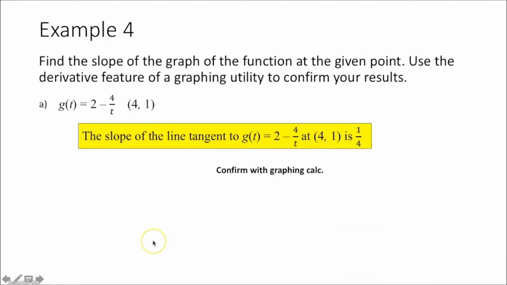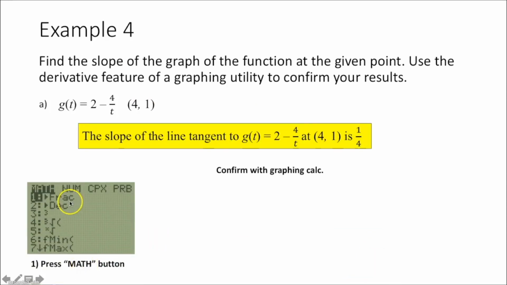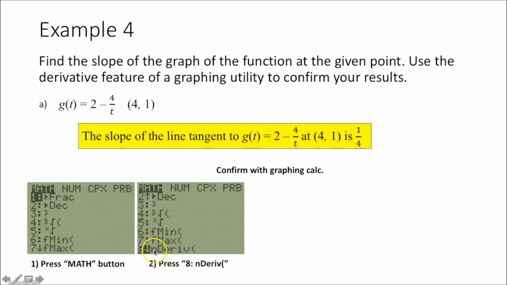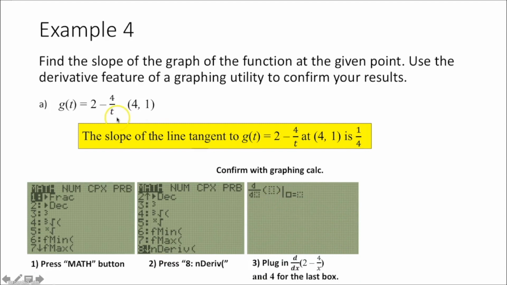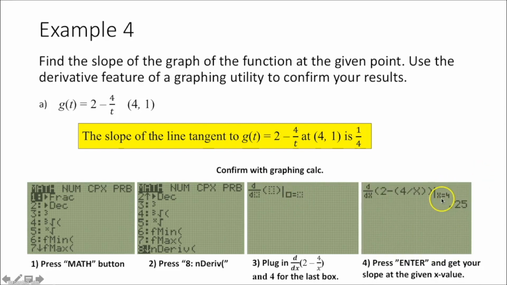To confirm this with the graphing calculator, here's how you do this. You press the math button. It brings up this menu. You're going to go down to 8. It says nDeriv. You're taking the derivative, and it's going to look something like this. Even though this says t, you're just going to put in x because that's the only variable that your calculator allows right now. So you put in x here, and then in this spot, you put your function, 2 minus 4 over x in this case. Now, in this last part, put what you're going to plug in, which is 4, because that's the x value or t value in this case. And you end up getting your derivative, which is 0.25 or 1/4. And your answer checks out.